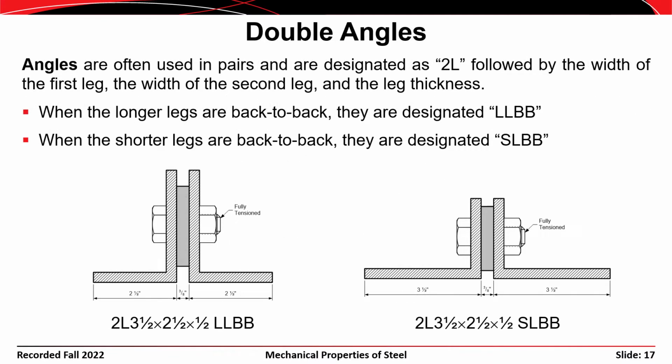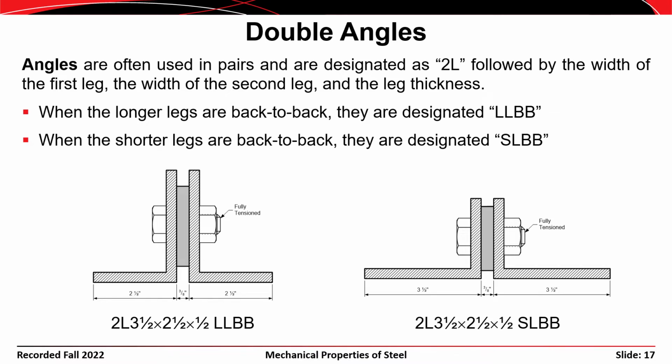Angles are often used in pairs, and when they are, they're designated as 2Ls, 2L something by something by something. They're used in pairs often enough that you actually have properties tabulated in the AISC manual for pairs of angles in addition to just single angles.